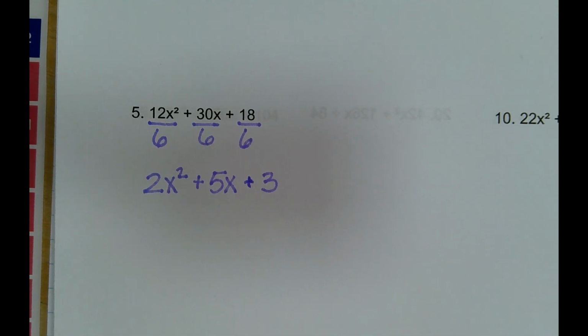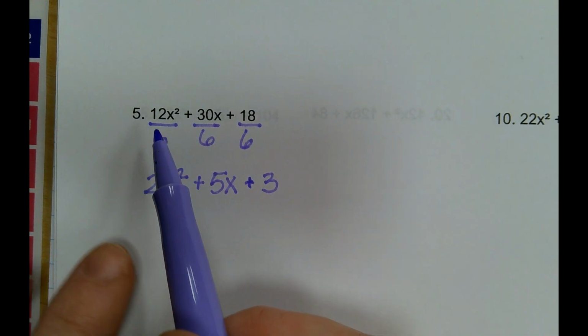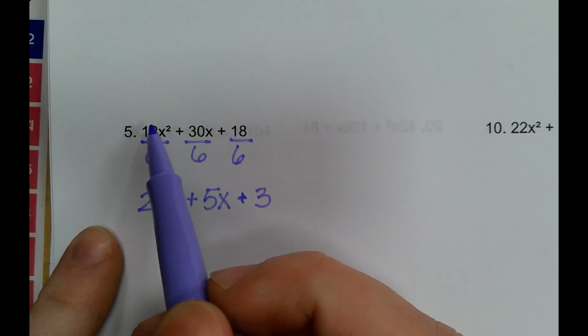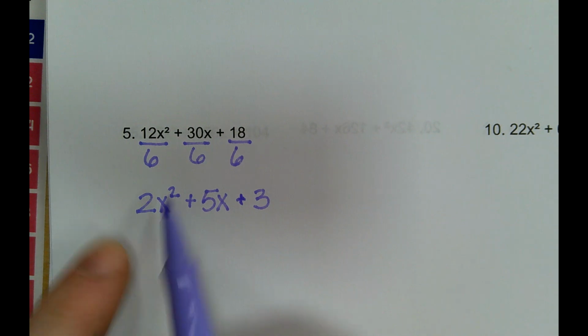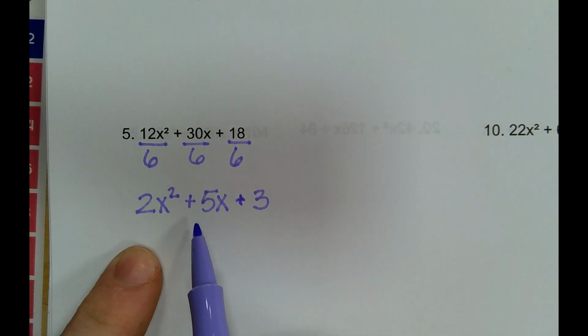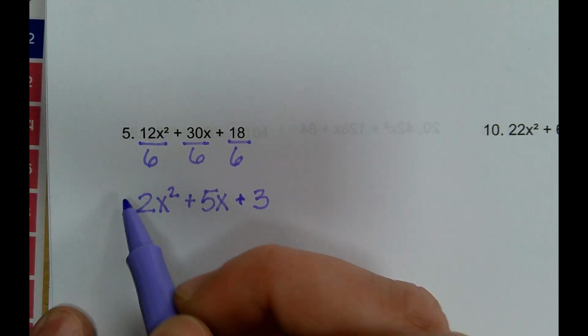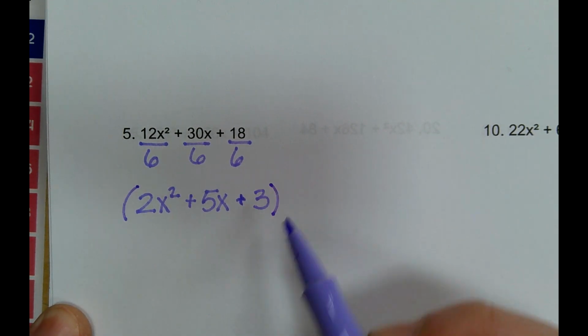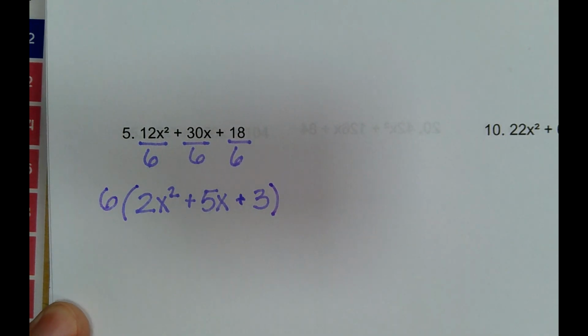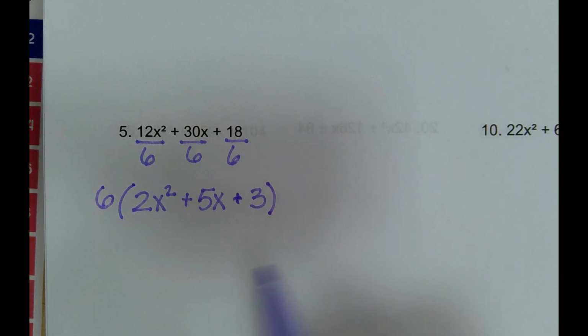All right, so we're here. We divided everything by 6. I'm going to repeat it for people that aren't here just in case. 12 divided by 6 is 2. 30 divided by 6 is 5. 18 divided by 6 is 3. So here's how we got to this point. Now I'm going to put a 6 over here. Ooh. Let's see.